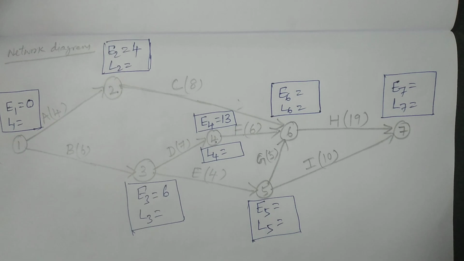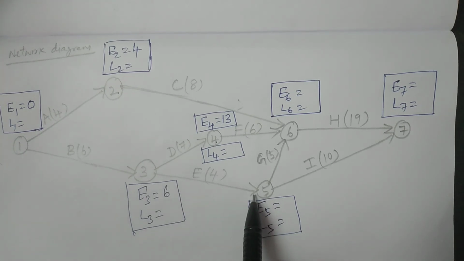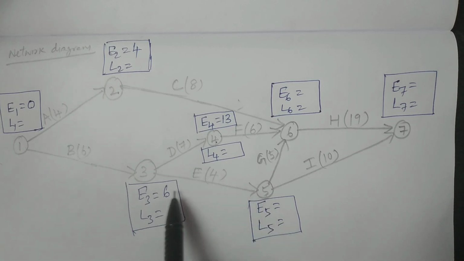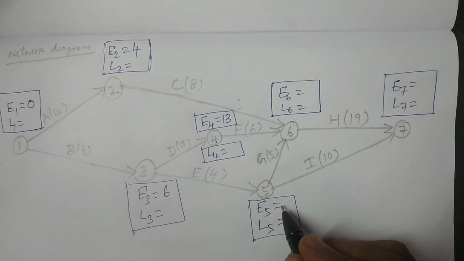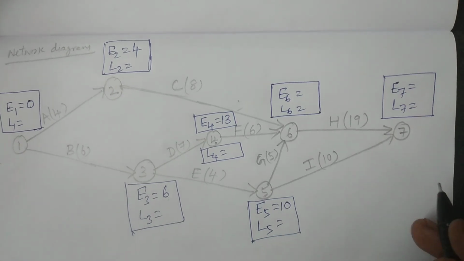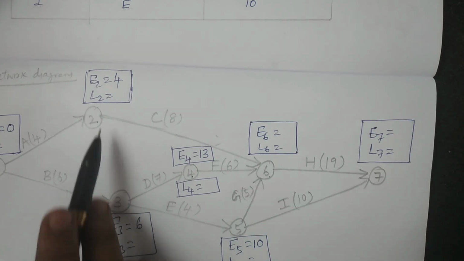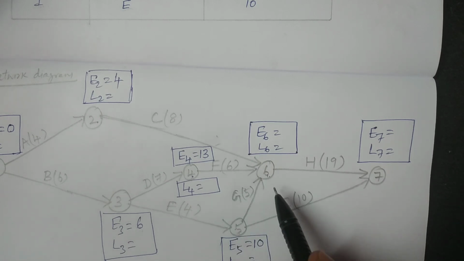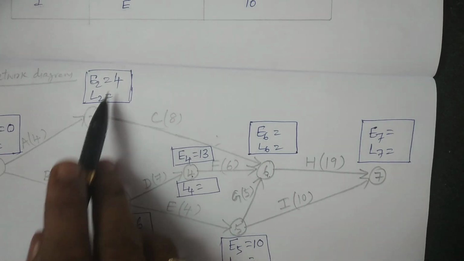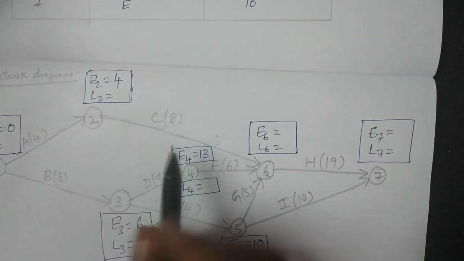And move to the fifth event. Here we have only one connection. Then we have to calculate E3 plus D3, 6 plus 4, 10. Now move to the sixth one. Now we have three connectors, 2 to 6, 4 to 6, 5 to 6. Therefore, you have to consider the maximum value. E2 plus D2, 4 plus 8, 12.